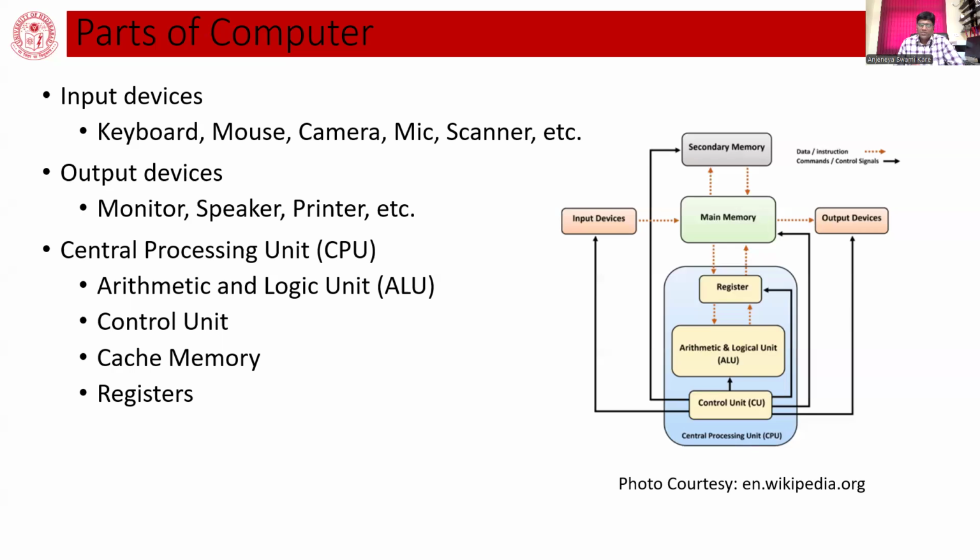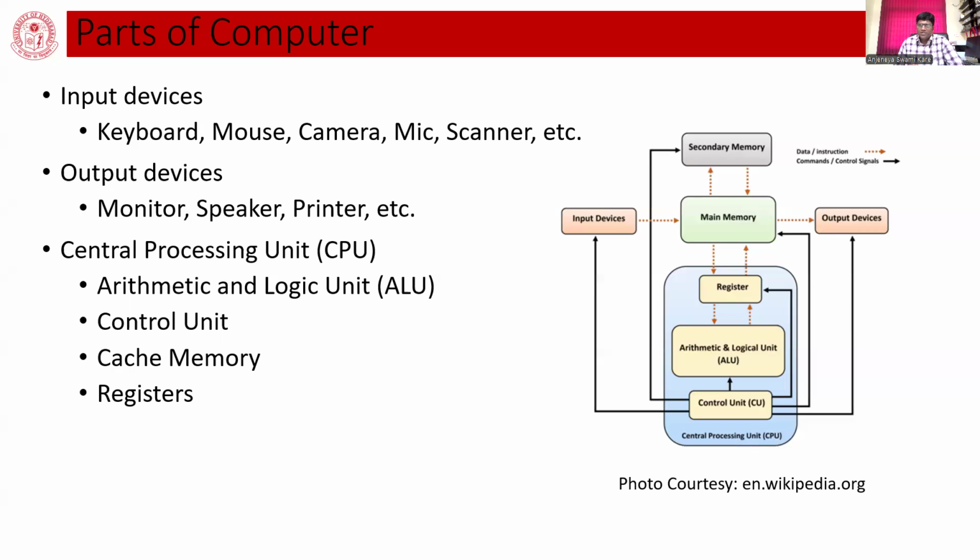The central processing unit, which is responsible for performing computations. So it has a lot of subunits. One is arithmetical logical unit, which is responsible for performing arithmetic operations and logical operations. Control unit, which is responsible for controlling different devices. Then it has also cache memory, and it has a lot of registers which will help in executing a machine language program. Okay, and all devices are connected together.